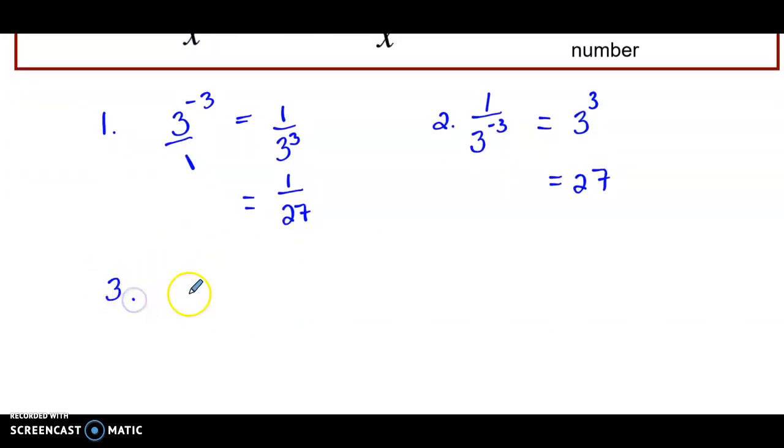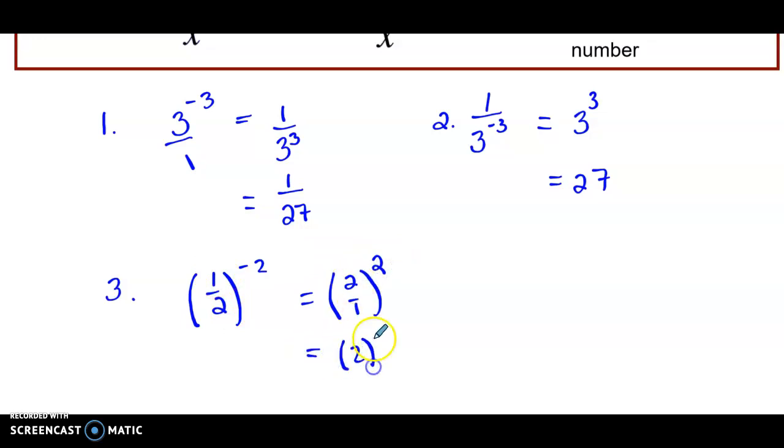All right, let's do question number 3. What if I have a fraction in there? What if I have 1 over 2 to the power of negative 2? Well, the rule says take the base, find the reciprocal of the base. So the reciprocal of the base is 2 over 1, and make my exponent positive. Remember, 2 over 1 is just 2, and 2 squared evaluated is 4.